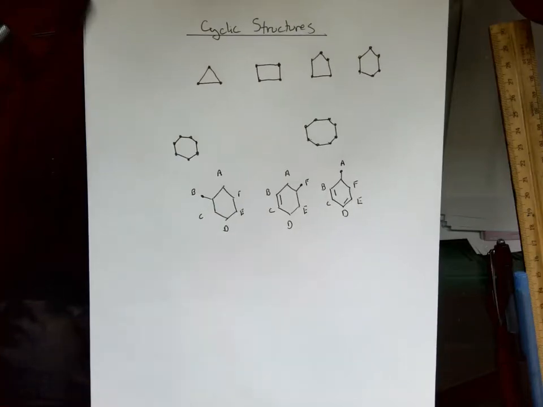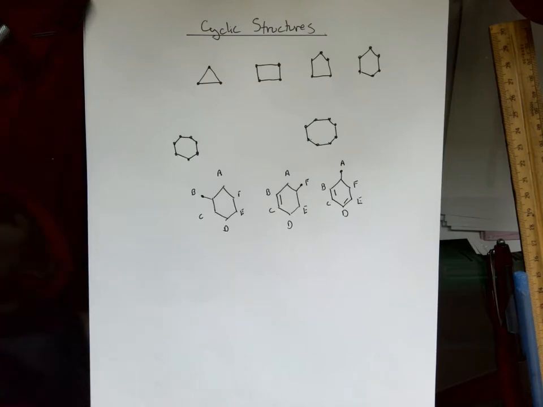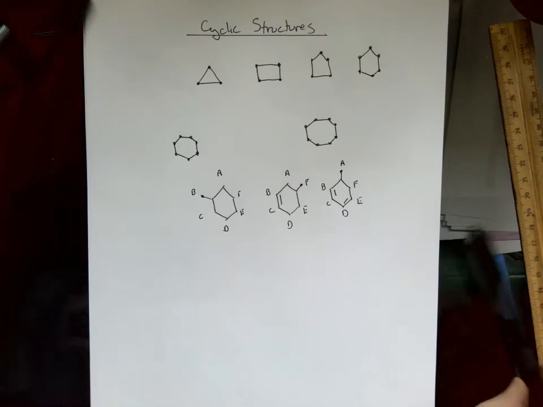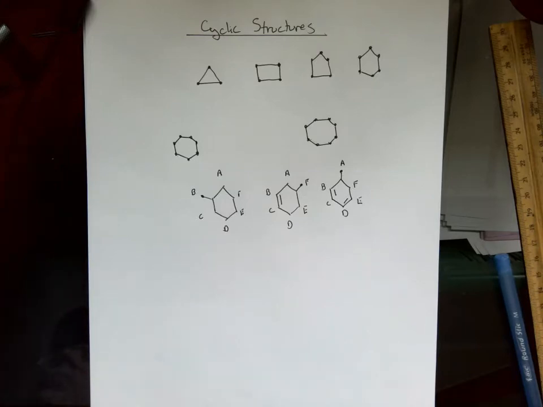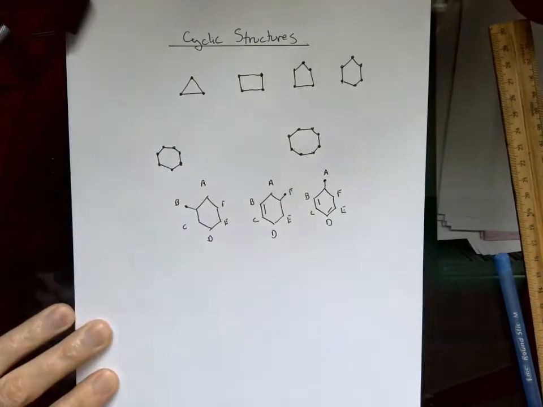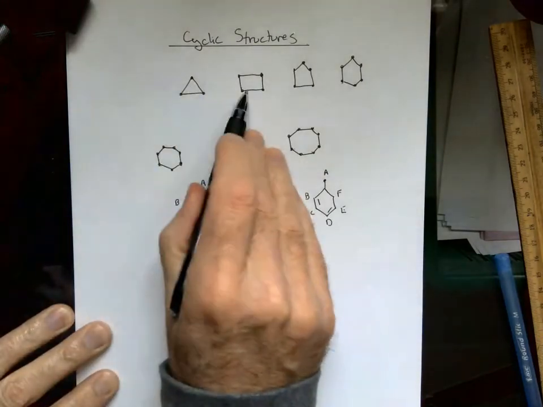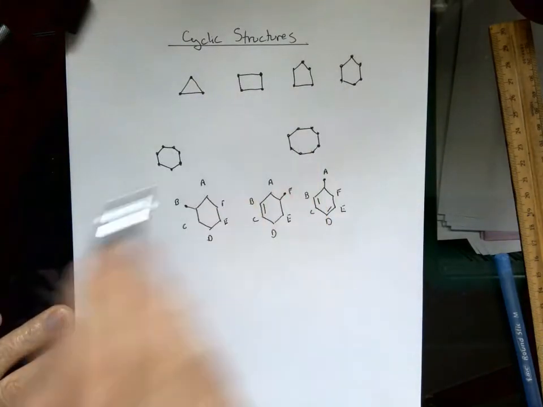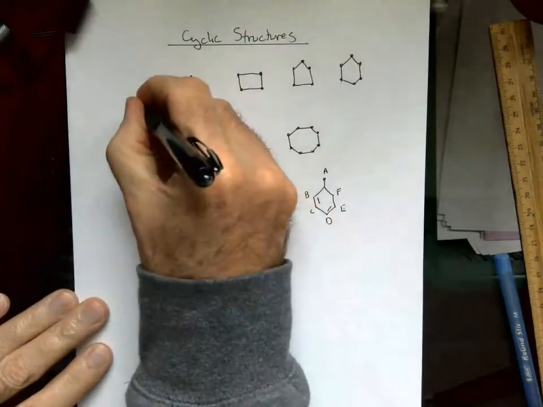Okay, this is the third video for the day. Remember, this is all review from grade 11. So we're going to do cyclic structures now. Now, the other stuff we did was called aliphatics. These are cyclic because there's no beginning or end. These are the 1, 2, 3, 4, 5, 6 cyclic structures you have to know.